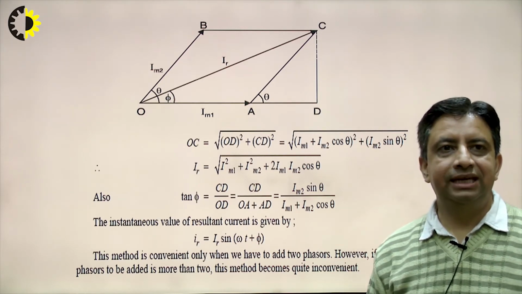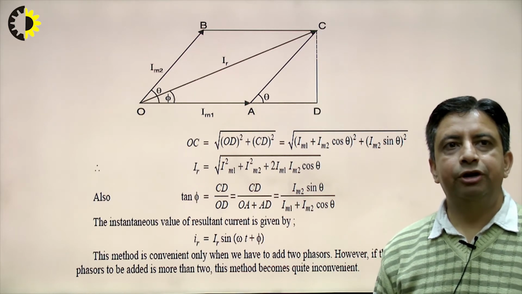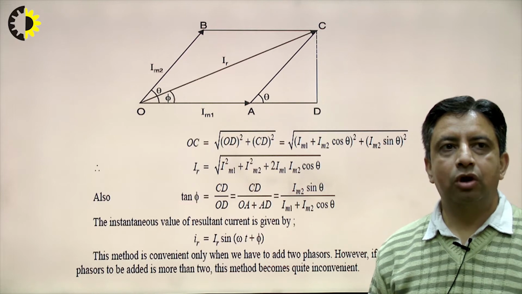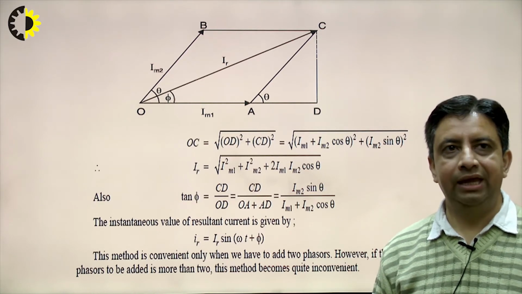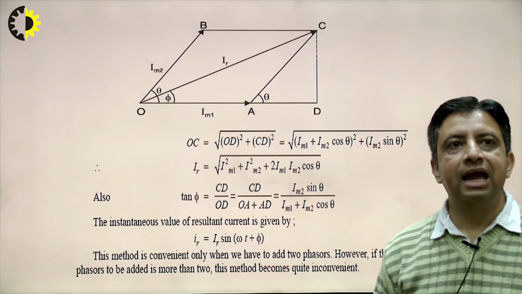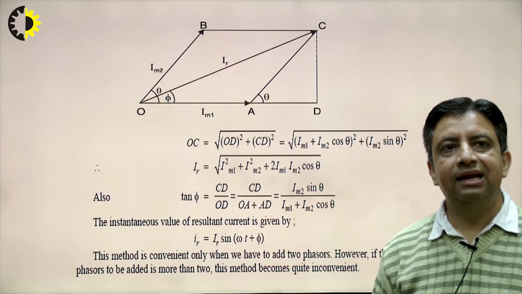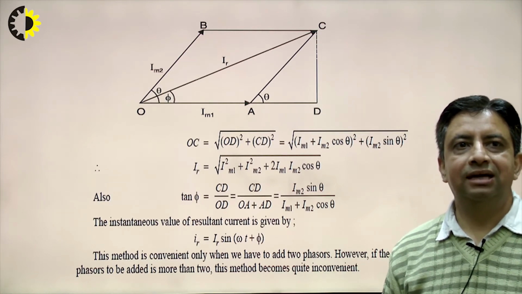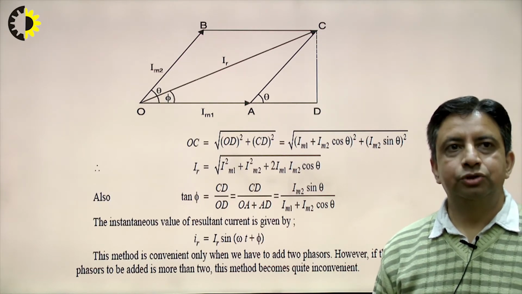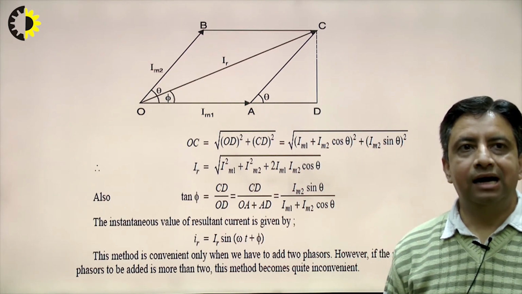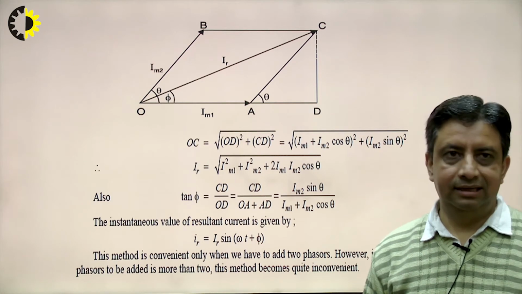You can see here that we will draw two parallel lines. One parallel line is drawn parallel to OA, and that line is BC. Similarly, the second line is drawn parallel to OB, and that is the line AC. The resultant of these two is called IR, that is the resultant current.